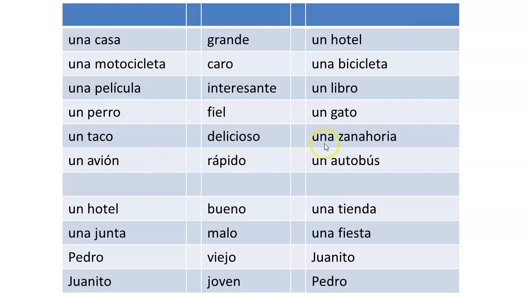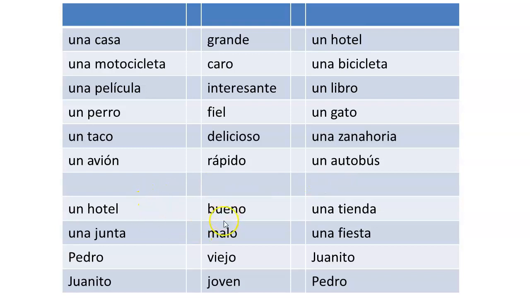A taco and a carrot and delicious. Again, a matter of opinion here, but let's just go with the taco. The taco is more delicious than a carrot. Un taco es más delicioso que una zanahoria. Avión, rápido, autobús. So a plane is faster than a bus. Un avión es más rápido que un autobús.